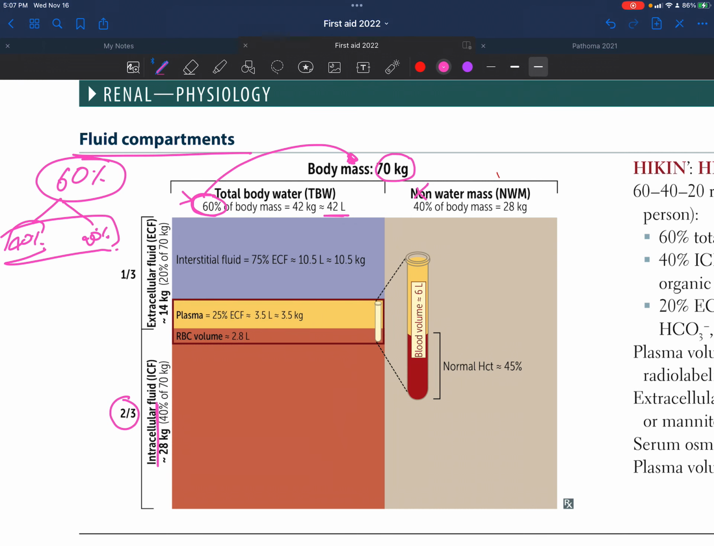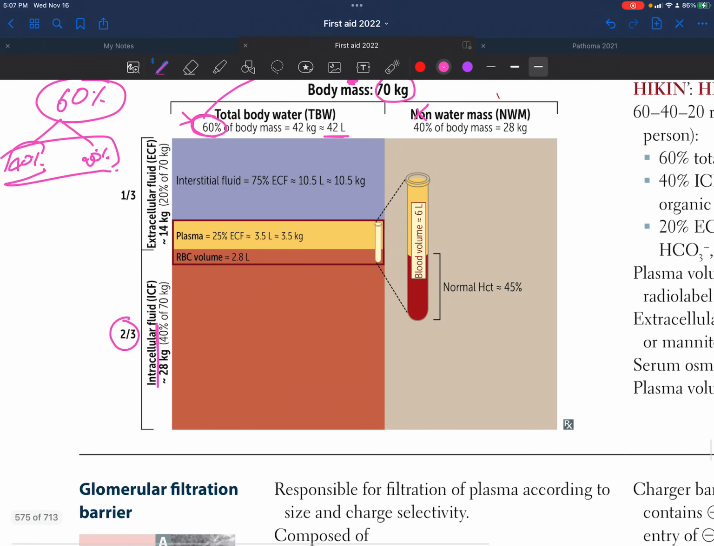So that 40%, the 2/3, is the major amount. It's the amount of fluid that is there intracellularly, so it's inside the cells, okay? While the least amount, the 1/3, that is the 20% of the total body weight, is the extracellular. So it is the water that exists outside the cell. This is the cell, and it exists outside the cell. It's called interstitial fluid.